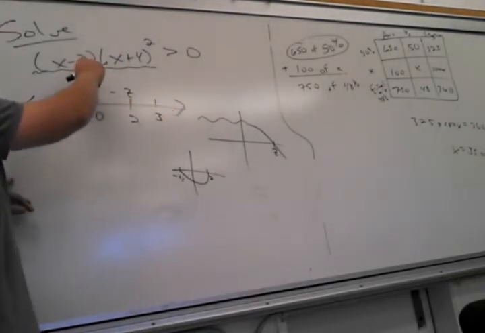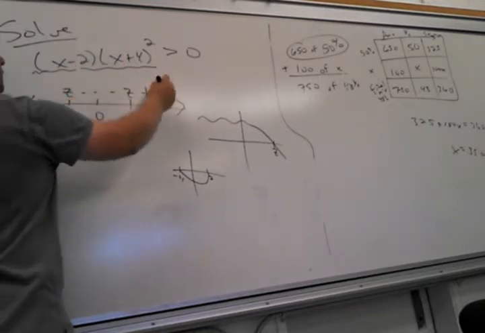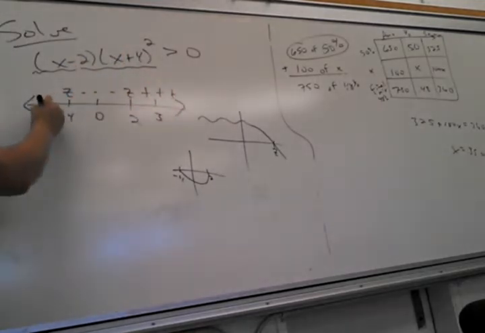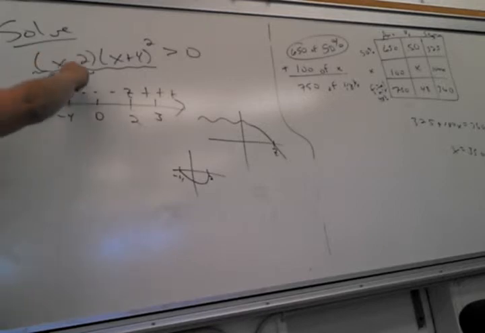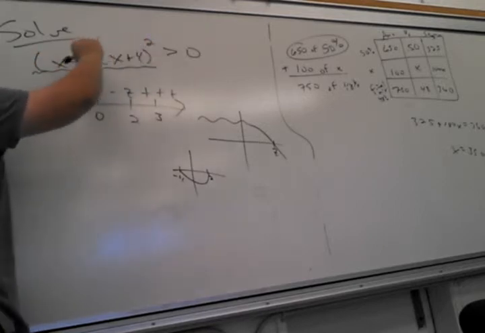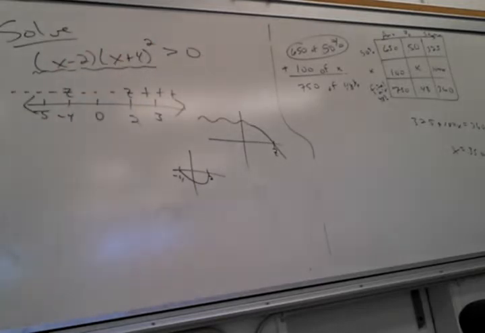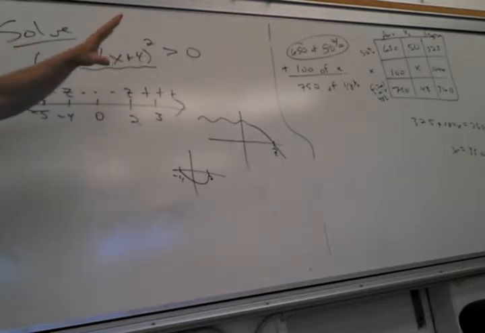Plug a 3 in, what kind of number do you get? Positive. Positive times positive is positive. And you plug in a -5, what kind of number do you get? Negative times negative is positive. -5 plus 4 is negative, squared is positive. So you get negative times positive. It's negative. I like it. So filling this in should be relatively easy.